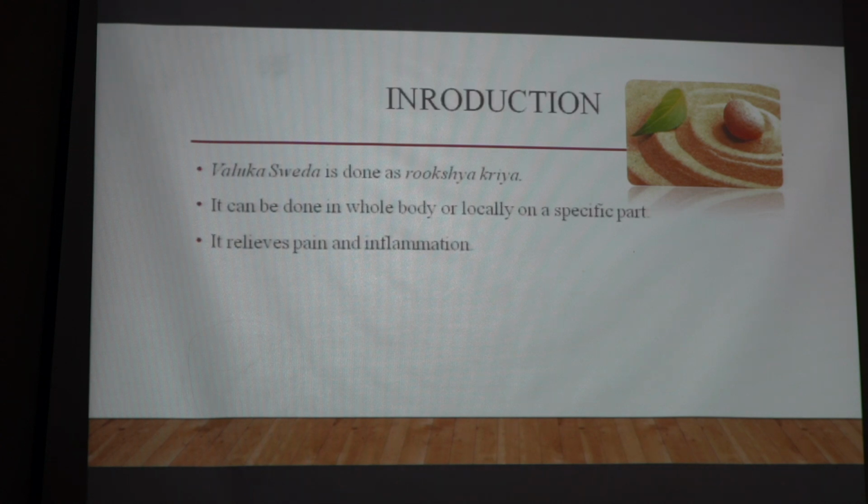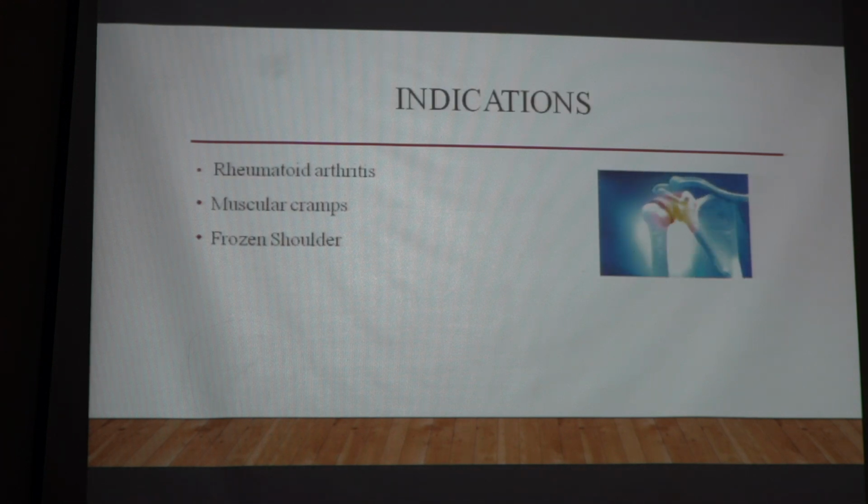Introduction: Valukasweda is done as a Ruksh Kriya. In other therapies we were using oil, but this is Ruksh Kriya, we will not be using any oil. It can be done on the whole body or locally on a specific part. It relieves pain and inflammation. What are the indications? Rheumatoid arthritis, muscular cramps, frozen shoulder.